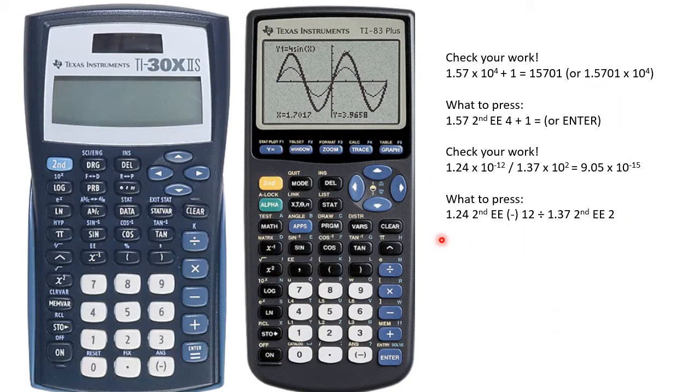And then try this one. Here, when we want to put in a negative exponent in our exponential notation, we hit that EE button again, second and EE, and then you want to hit this minus here in parentheses, not this minus here, that one doesn't work. All right, let's look at some more calculators.